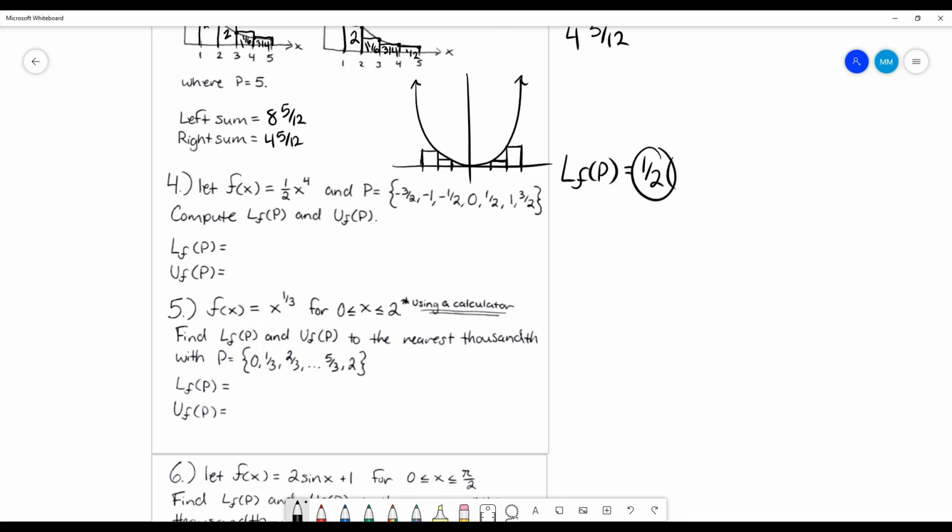Which would undo that 1/2 there, because if we double all of it, that's going to be 1/2 times 2, which is just 1. So it's just 1 times everything. So let's just find our right sum then, and we'll double that.